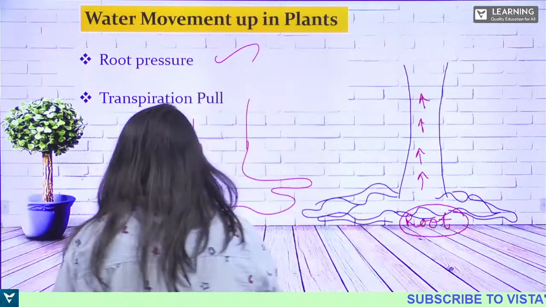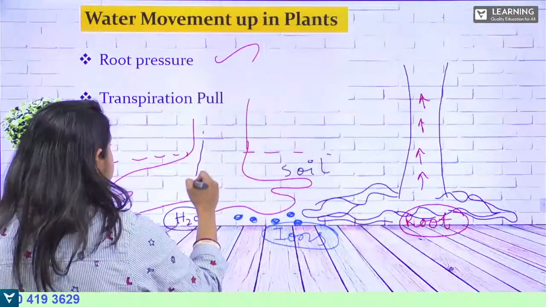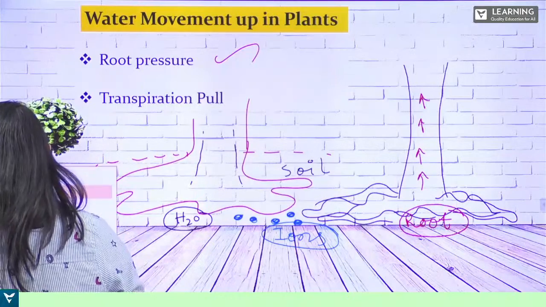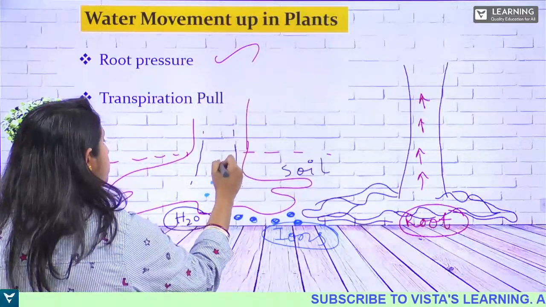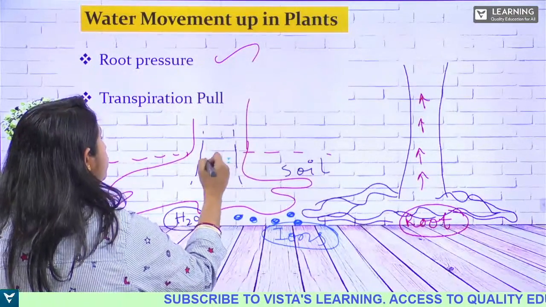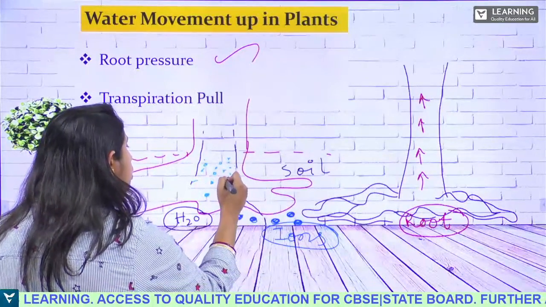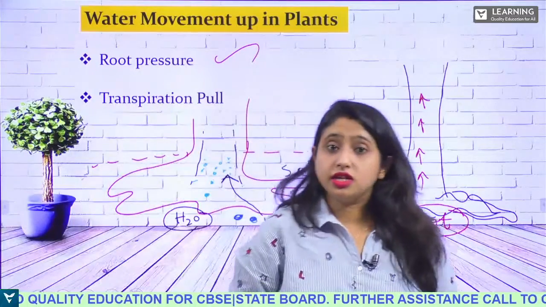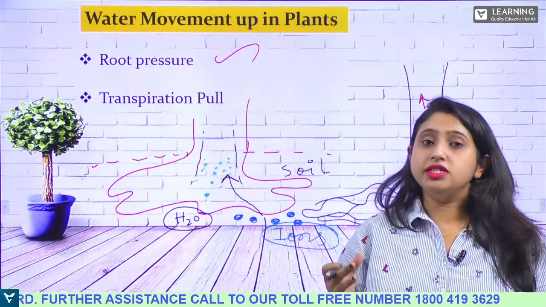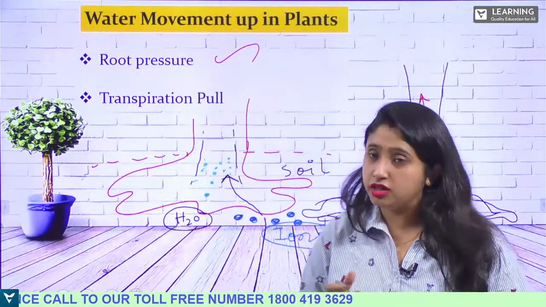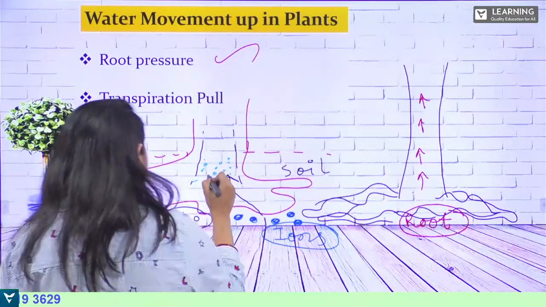So see here in the soil, this is the soil, the water molecules are moving, will be moving inside the roots. Now when the ions come along with the water molecules, there will be generation of pressure, that is there will be creation of pressure, clear? So these ions also will be coming here along with the water molecules.